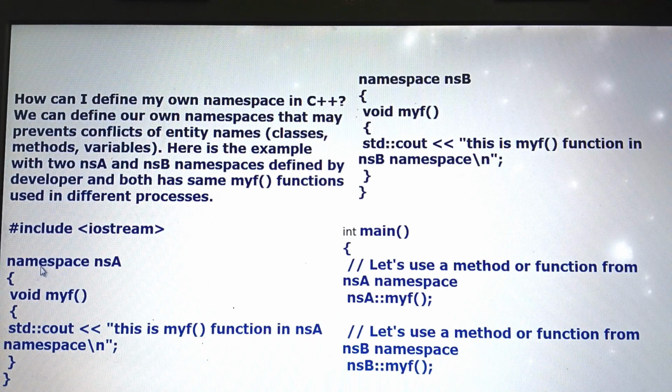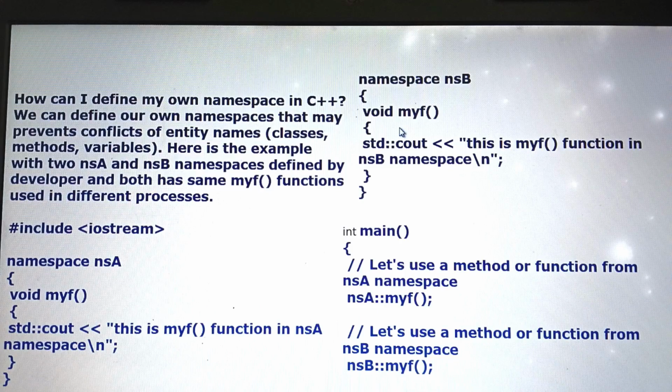First create the namespace. Name of the namespace is NSA. Here one function name is myf. Give the statements for that, which are the instructions to execute in that function. Give the function here, the instructions here, just to print that. Next, another namespace is NSB. Here also the same function name. Then give the instructions for that.